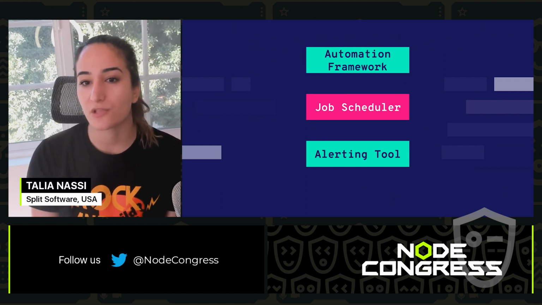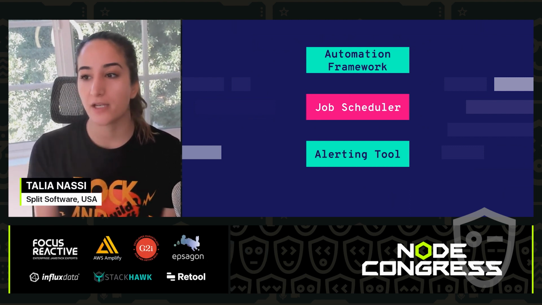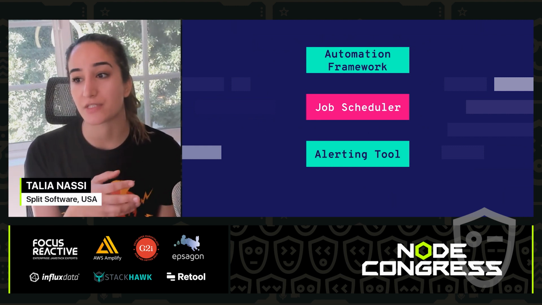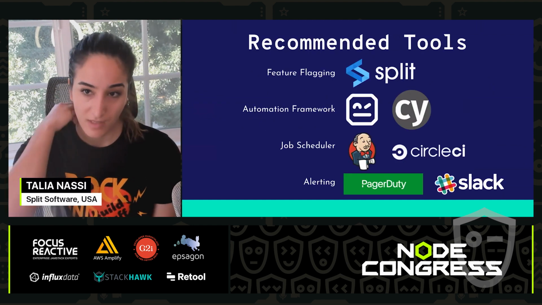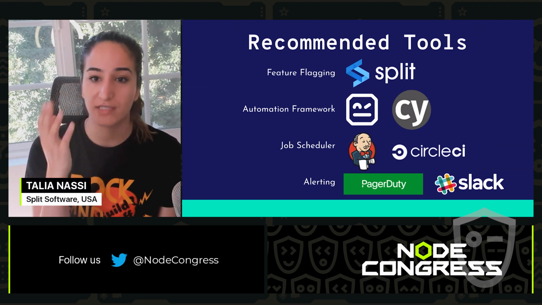The next thing you need is an alerting tool to alert you when your tests fail, just an alerting tool that can be integrated with your job scheduler that says, hey, this test fails, go figure out what's going on. So these are the recommended tools that I've used for testing in prod.